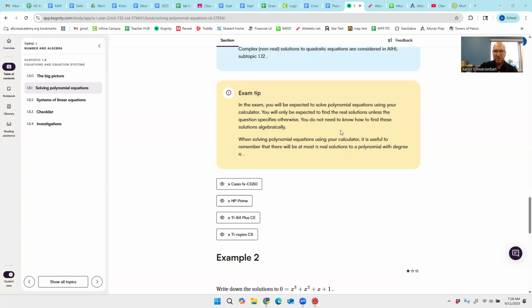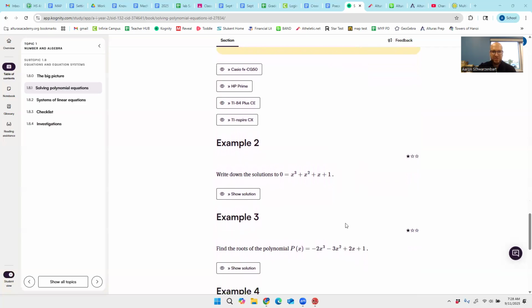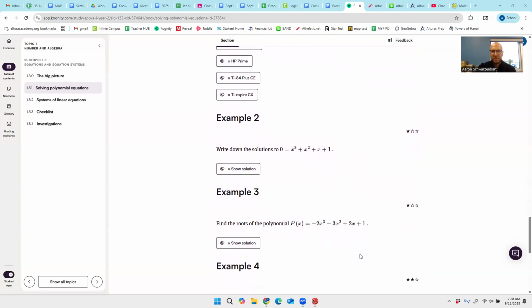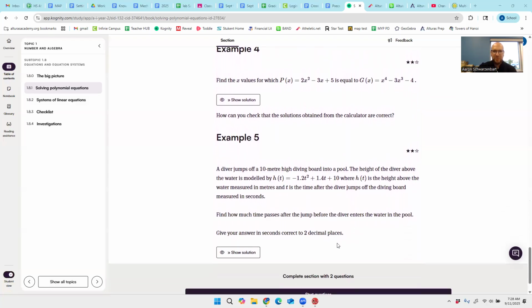You do not need to know how to find all of these algebraically. You should know how to find quadratic ones algebraically. But say the one shown here, these cubics, you don't need to know how to do algebraically, even though if there's a rational one, you did learn that in pre-calc. Okay, example 4. Find the values of x for which p of x is equal to g of x. Well, we're going to do this on the graphing calculator.